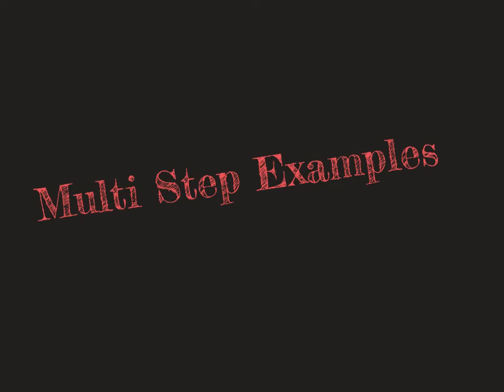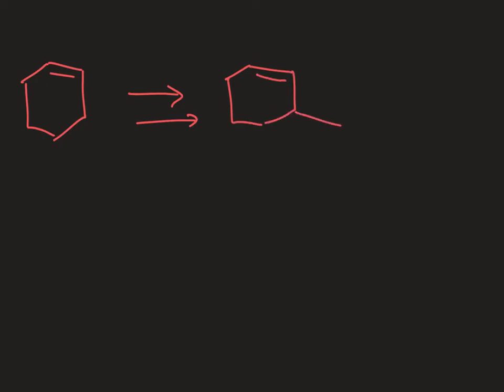In this video, we're just going to look at a couple of examples putting together the synthesis and reactions of alkyl halides that we've already talked about. So let's try to figure out how to convert this cyclohexene into cyclohexene with a methyl group attached. This is a multi-step reaction, which is why I'm showing multiple arrows here.